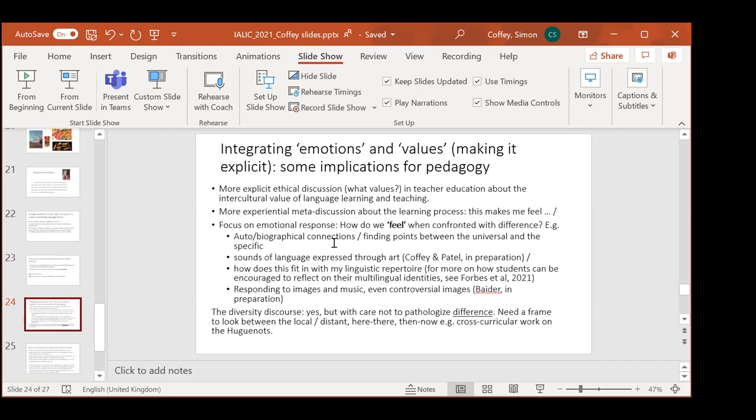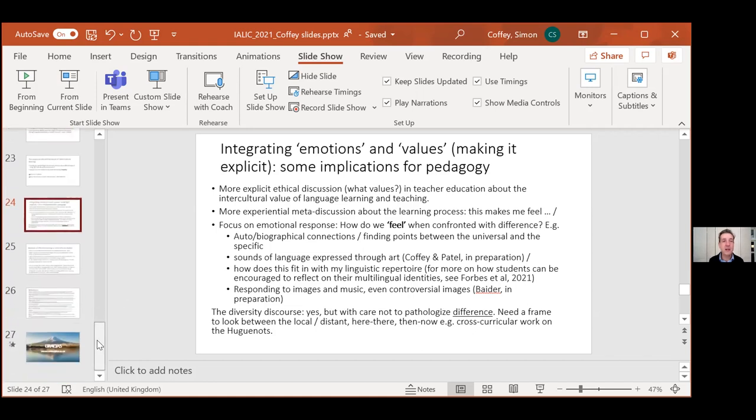Just a couple of things about how we could get there, implications for pedagogy. I think there needs to be a much more explicit discussion about our ethical starting point in teacher education and in schools in general. More experiential meta discussion. I mentioned Forbes et al. there, because they do lots of work on this, running alongside language teaching. They do this meta strand of reflecting on what's going on for you in terms of emotion and stuff. I cite some other people there. I'm doing this thing on sound at the moment. So there's lots of work going on in that area.